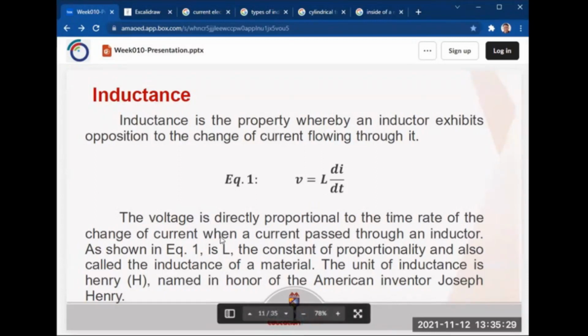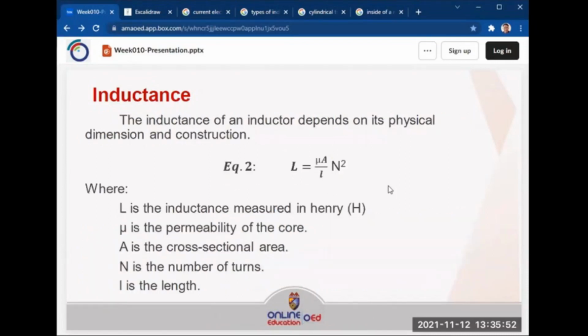So the voltage is directly proportional to the time rate of change of current when a current passes through an inductor. As shown in this equation, L, the constant of proportionality, is also called the inductance of a material. The unit of inductance is named Henry, named in honor of the American inventor Joseph Henry.